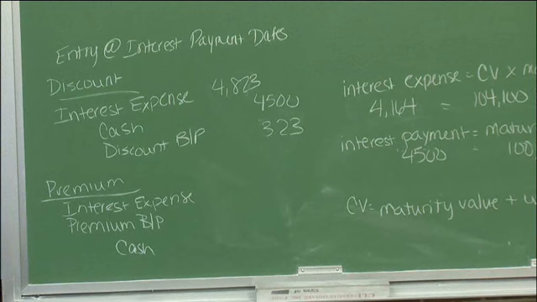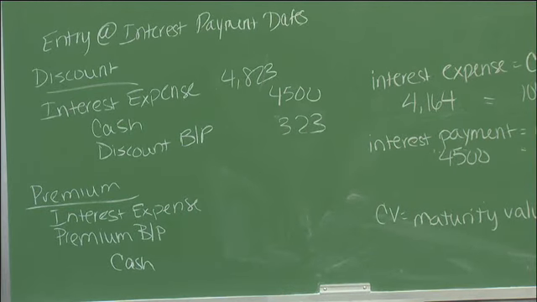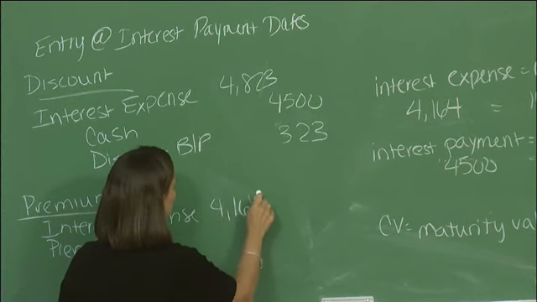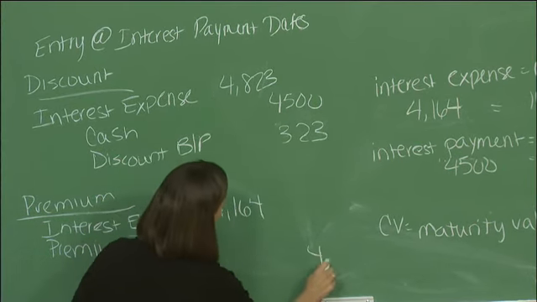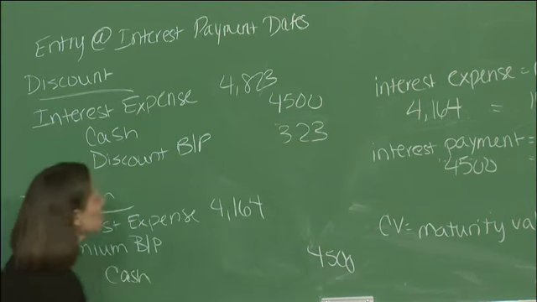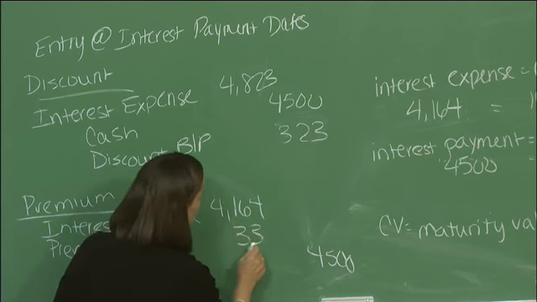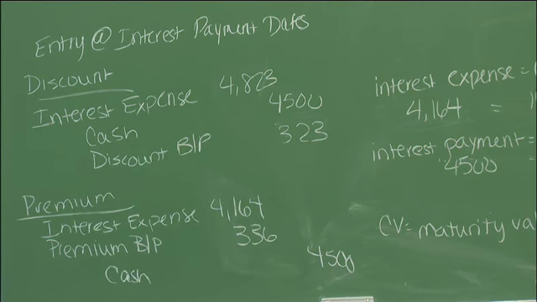The only difference is now we're looking at the bond issued at a premium. So when we have a premium, we need to debit the premium to amortize the premium. So our interest expense is $4,164, cash $4,500. So we figure in our plug number, which is the premium, the difference between the $4,500 and the $4,164, we get $336. Notice how in the case of a premium, the amortization of that premium decreased the amount of interest expense that we recorded.